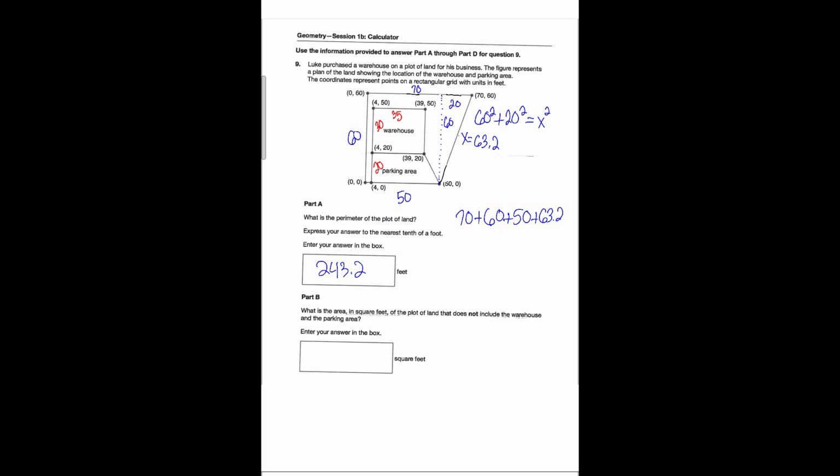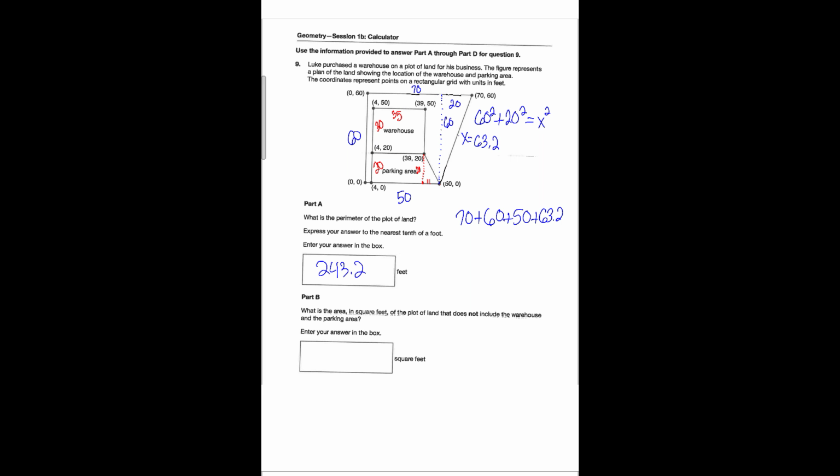Now, this is a small triangle down here. We know the height of the dotted line is 20, but we need to know what the dimension from the edge of the dotted line to this point is. If we know that this point is 39 right here, 39 to 50 would be 11. So this dimension right here is 11.